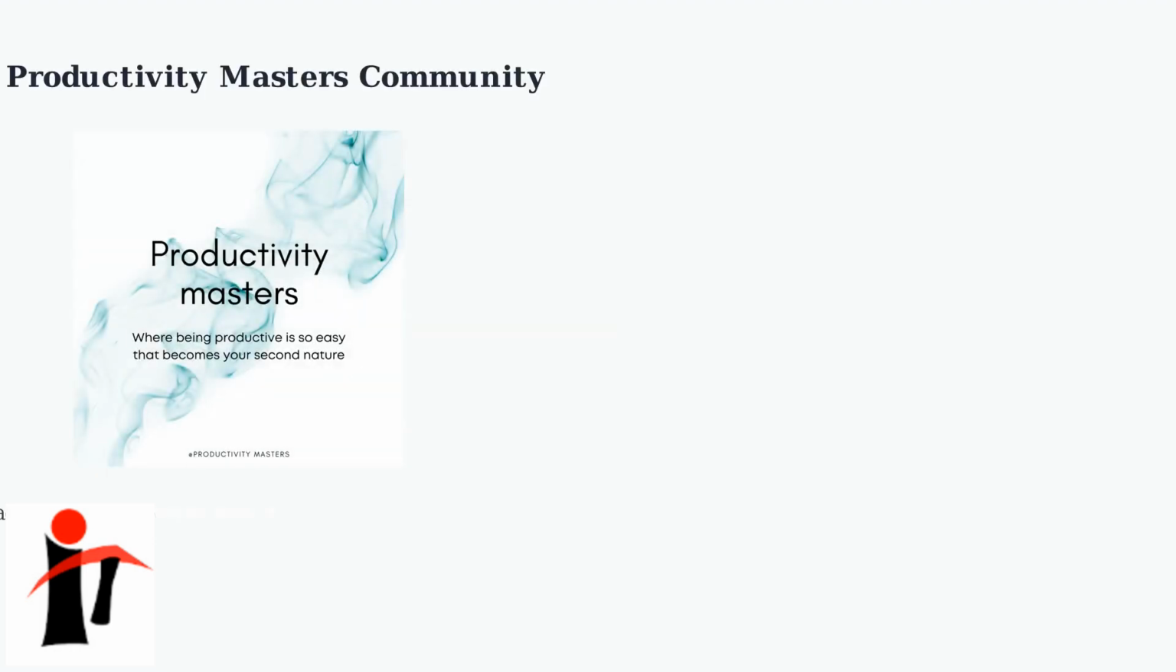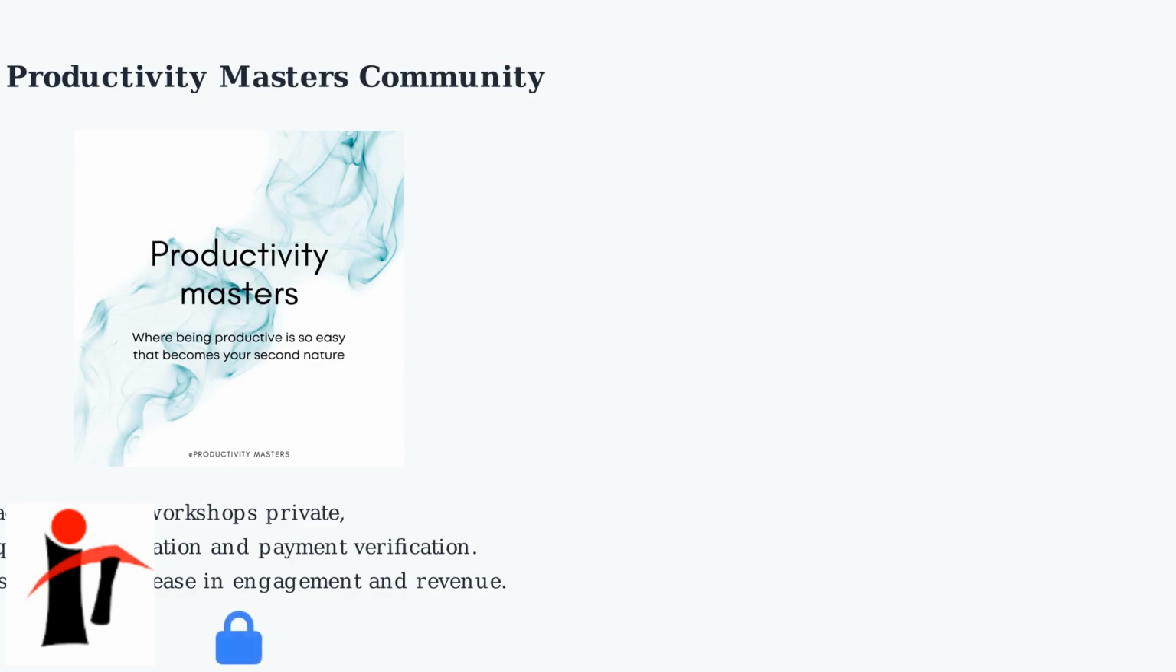Consider the Productivity Masters community. They transformed their advanced workshops into private groups, requiring applications and payment verification. This strategic privacy change resulted in a remarkable 50% increase in both engagement and revenue, as reported in industry case studies. The private setting prevented free riders and fostered a more committed community.